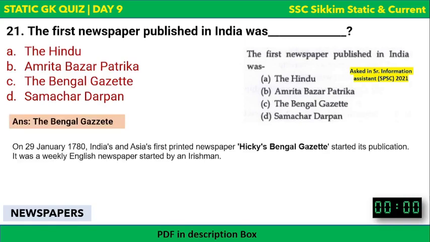Okay, the Bengal Gazette. It was the first Indian printed newspaper, and not only of India's, it is also Asia's first printed newspaper. Okay, and it was started on 29th of January 1780. Okay, the publication was started then, and it was a weekly English newspaper started by an Irishman. Okay, and who was an Irishman? Who was this Irishman? We'll discuss in the next question.